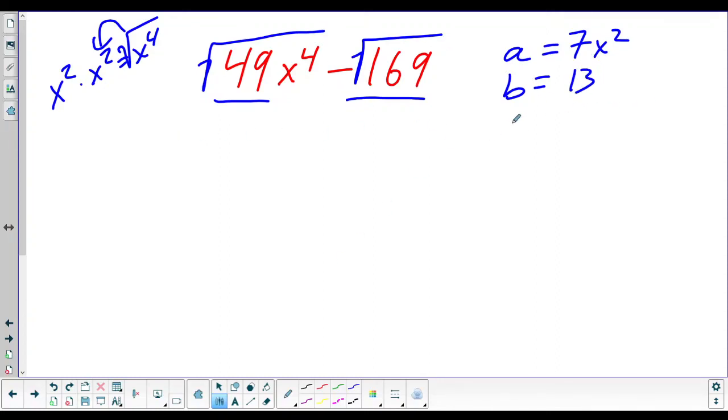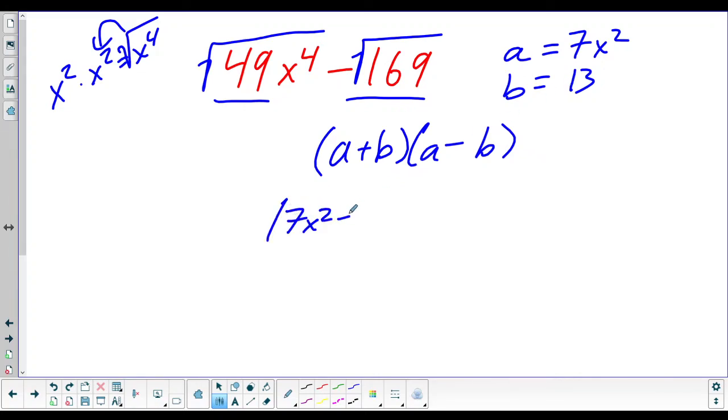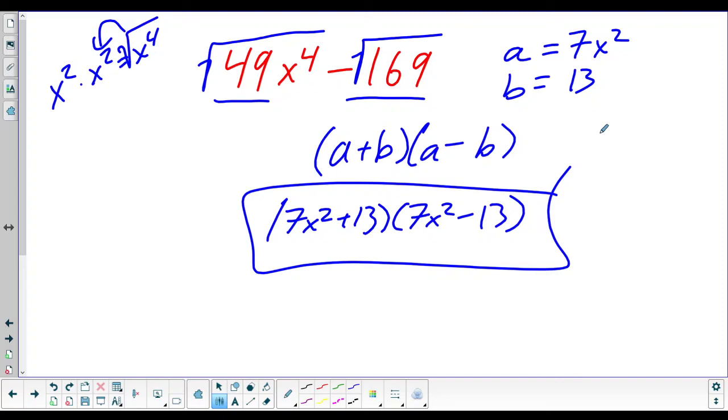The formula for difference of squares is a plus b times a minus b. So we're just going to fill this in. We're going to have 7x squared plus 13, and then 7x squared minus 13. And that's the difference of squares.